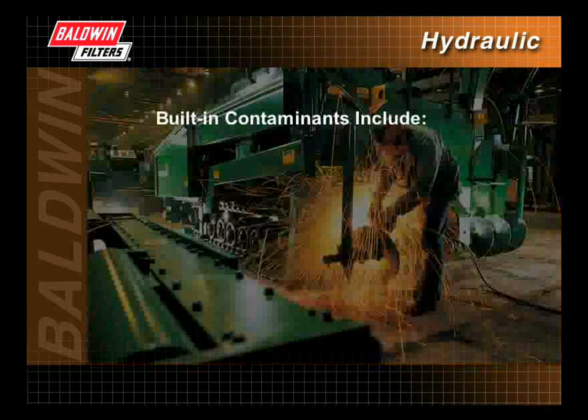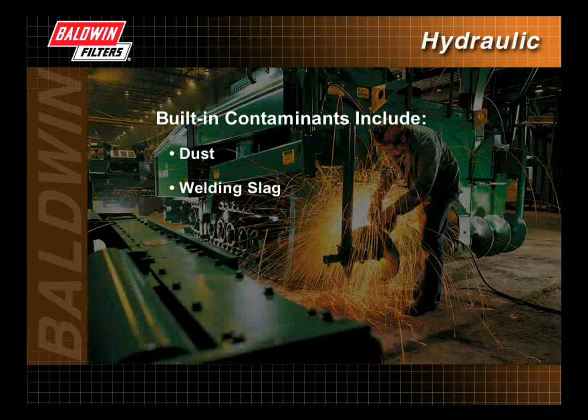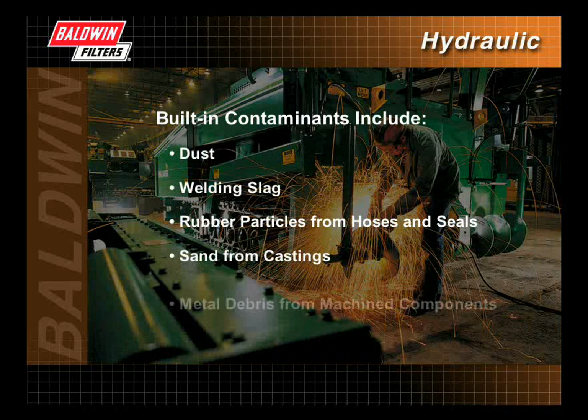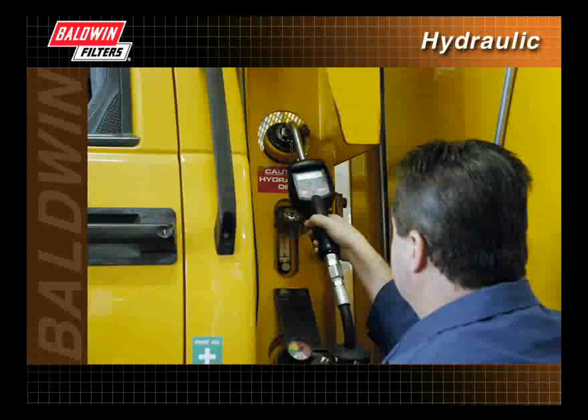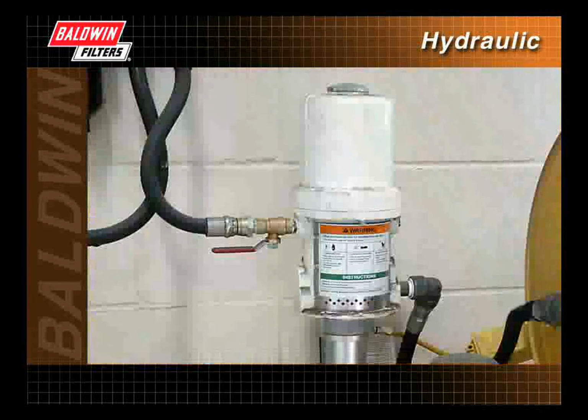Built-in contaminants include dust, welding slag, rubber particles from hoses and seals, sand from castings, and metal debris from machined components. If the hydraulic system is not properly flushed, these contaminants will be left in the system. Also new, unfiltered hydraulic fluid initially added to the system can be a source of contamination due to cross-contamination and also to the complexity of new additives in the fluids. Pre-filtering of new hydraulic fluid is important to prevent this form of contamination.